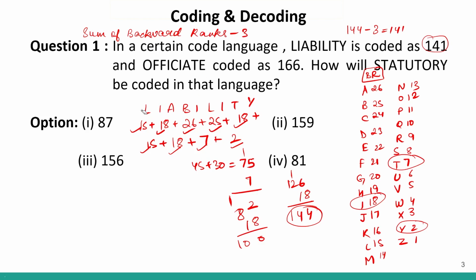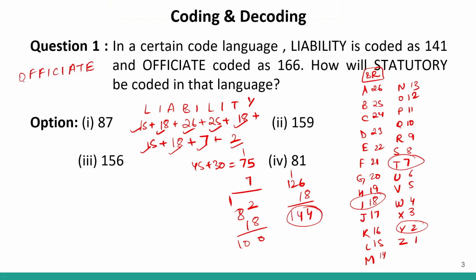Let us check for officiate as well. For officiate, O is basically how much? O is 12. F is 21, plus 21, plus I is how much? 18. C is 24, then again 18, then 26, then T is 7, and then E is how much?